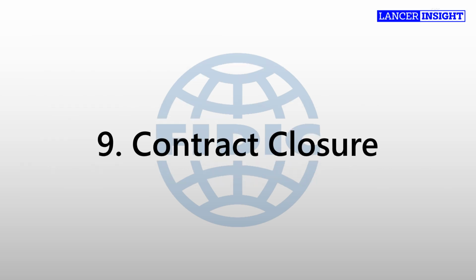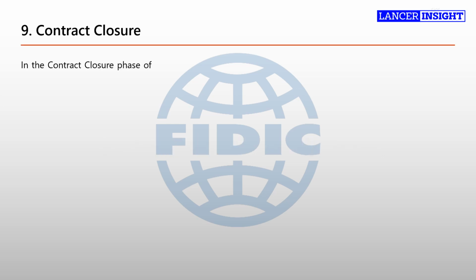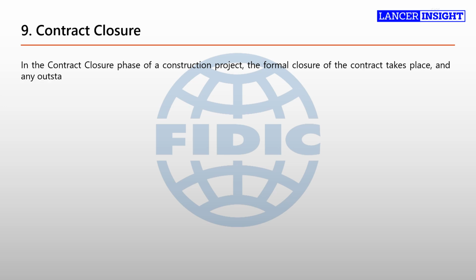Now let's have a look into the contract closure phase. In the contract closure phase of a construction project, the formal closure of the contract takes place, and any outstanding issues or disputes are resolved. Here is an explanation of each activity.